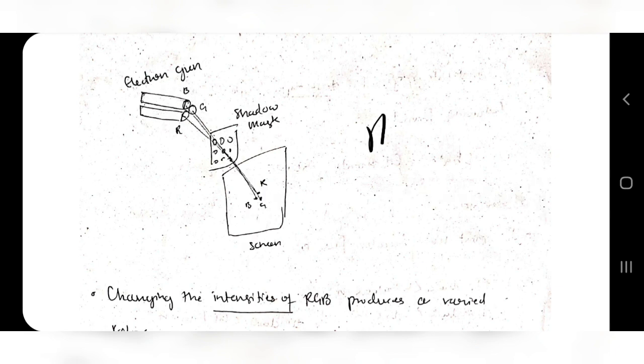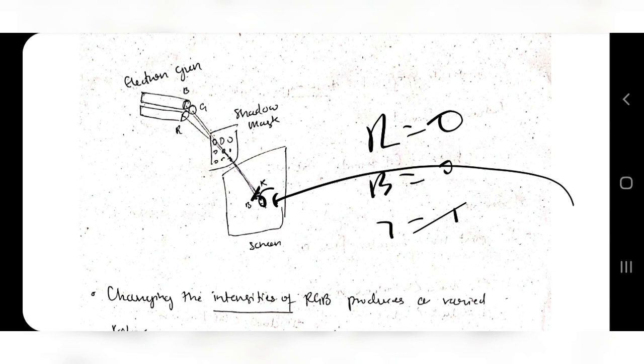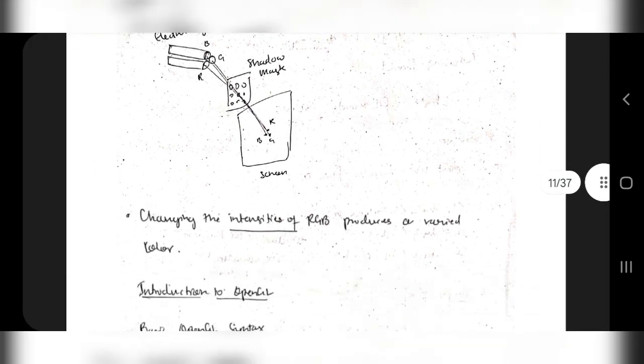For example, if red is equal to 0 and blue is equal to 0 and green is equal to 1, at that time the effect of red and blue will go and only green will remain, and we will be able to see a green color. If blue is also 1 and green is also 1, then the combination of these two colors will be displayed here. So that is known as shadow masking.